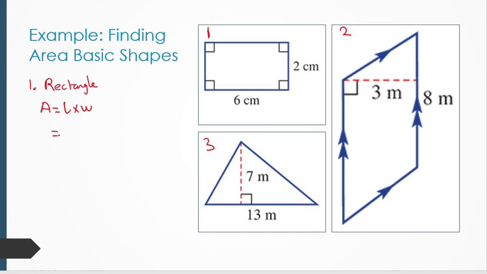And the final step is to substitute what I know. So I know the length is 6 and the W, or aka the width, is 2 centimeters. So I'm just going to write 6 times 2. And 6 times 2 is the same thing as 12. Now at the end here, I'm adding centimeters squared just because in my diagram, I have centimeters here.